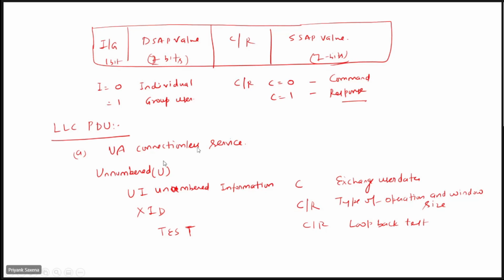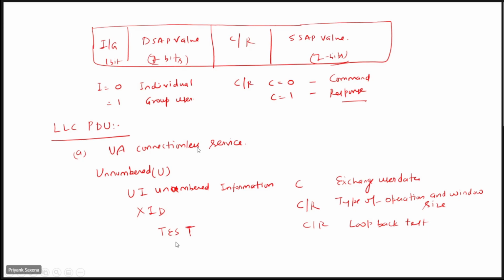So what are the frames which are used in this unnumbered: UI, unnumbered information. Okay. XID is exchange ID. Okay. The two users can exchange the type of operation supported by the user and window size, right? To exchange information about the type of operation and window size, this XID frame is used.